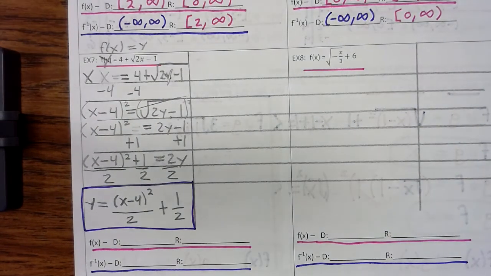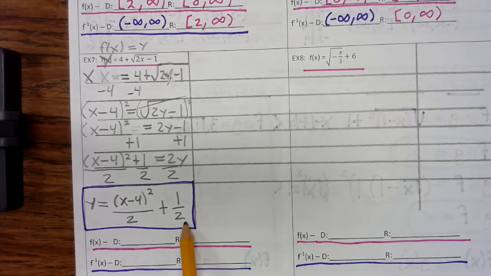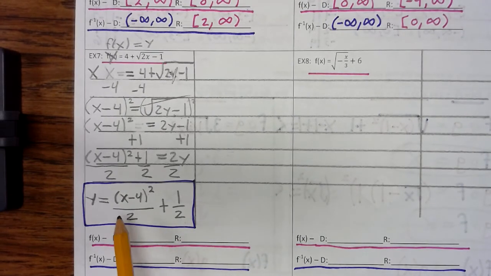And the reason why I would do it that way is because this 1/2 is the y-intercept, okay? And this 1/2 here is the vertical compression or stretch. Figure out which one's which.